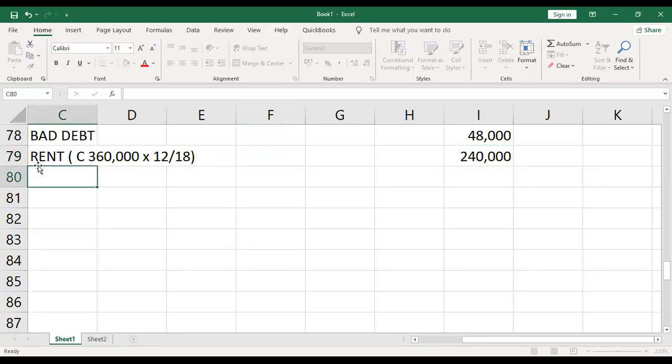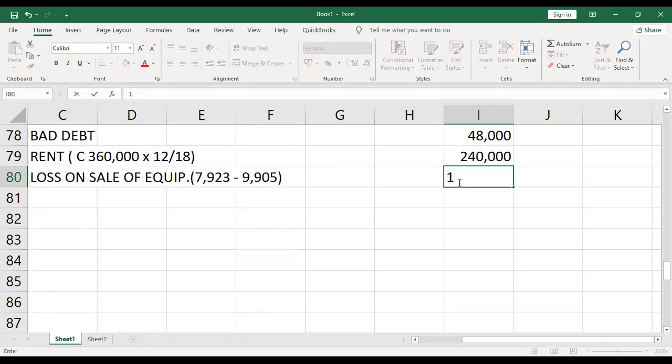So the equipment that was sold, there was a loss. We sold below the carrying amount. So the carrying amount was 9,905, and we sold it at 7,923, minus 9,905. This gives us 1,982.